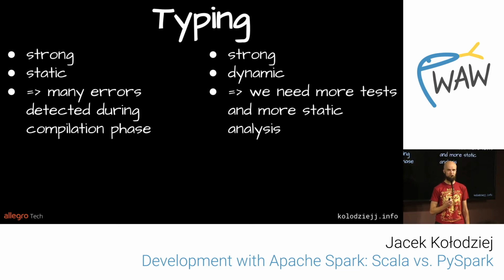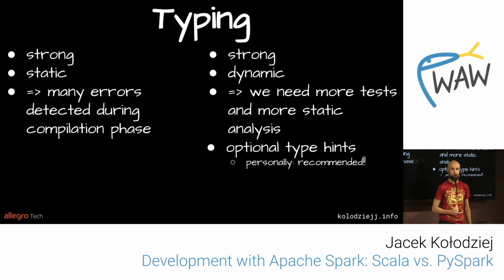That's why, to be equally sure that our code does what we want it to do, we need to write more tests or do more static analysis on this code. I strongly recommend using optional type hints for that, and some type checker, for example, MyPy. It makes life with Spark, and not only in Spark, much better.